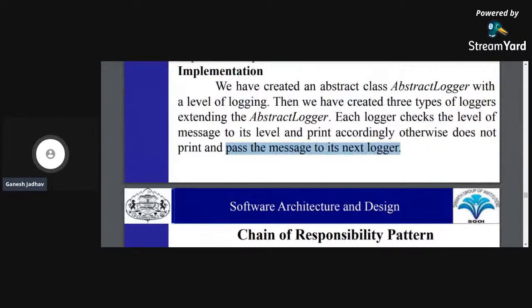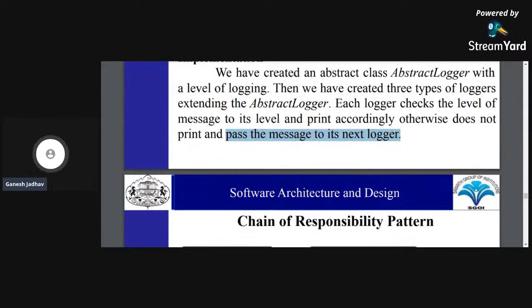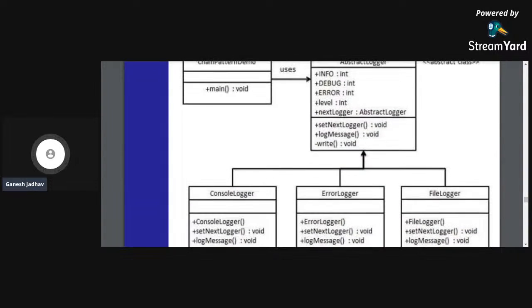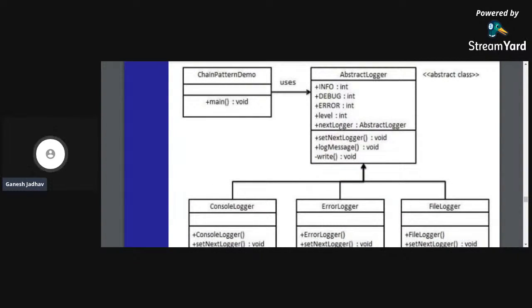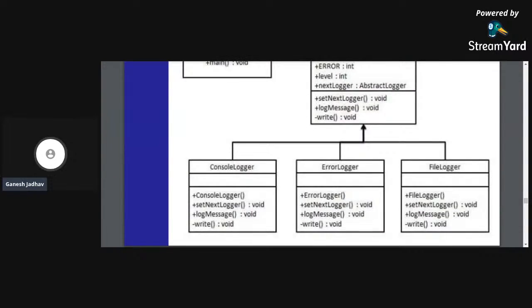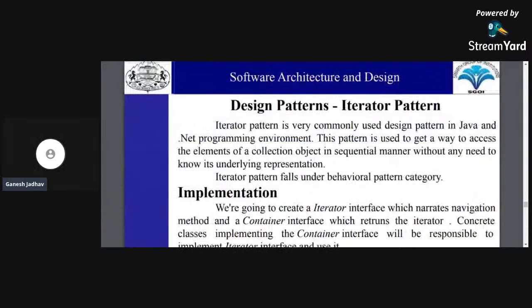So this is the chain. It will pass the message to the next logger. So these are the three loggers. Whatever message comes in, it will transfer to the next logger. Next logger, that is the abstract logger, means this is the console logger. Whatever the message, it will transfer to the next receiver.